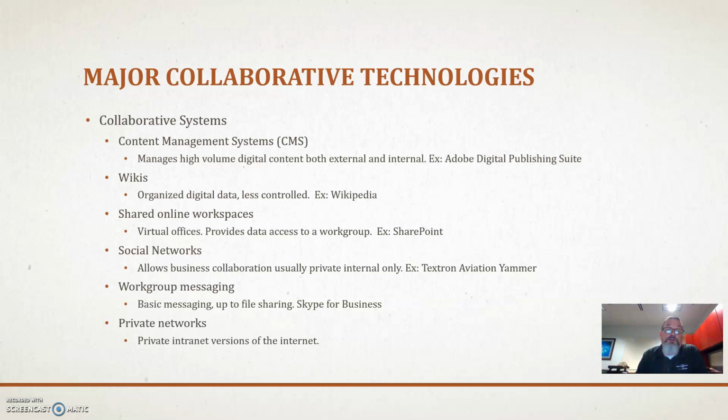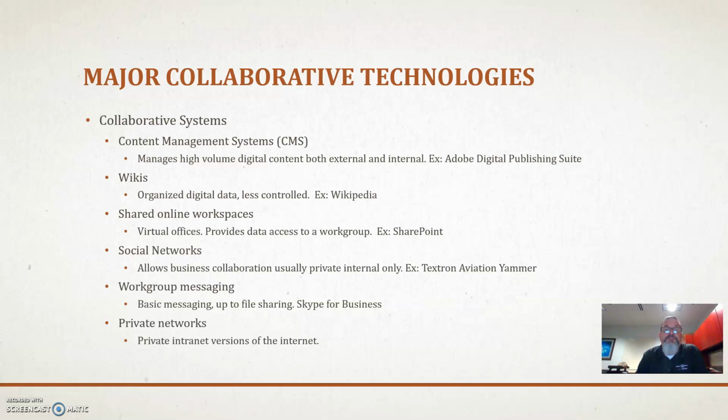There are shared online workspaces or virtual offices. Good example is SharePoint. Social networks, which allow business collaboration but are usually private and internal. An example of this at my work is Textron Aviation Yammer, where we have different work groups that provide technical data for systems such as engineering. We have one for our marketing group, and we even have one for Textron Aviation employees who have pets.